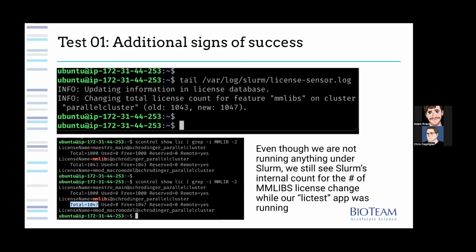You can see that there were 1047, and for a short time there were only 1043 because we were consuming 4 of the libs license entitlement features. So this is also a good sign that your load sensor is working. If you consume licenses outside of Slurm and you monitor Slurm to see that Slurm picks up the state change in the number of entitlements that are available, just seeing it go to 1043 from 1047 is a sign that things are generally working under the hood.